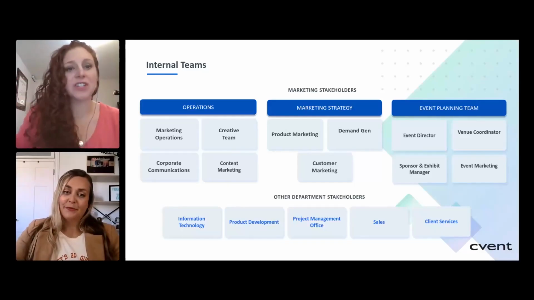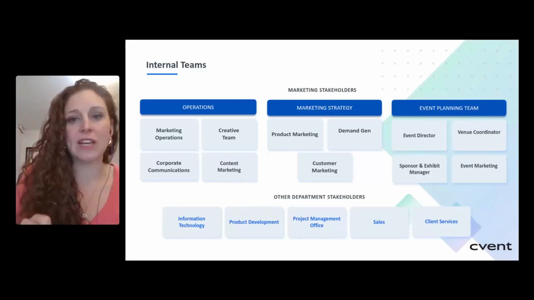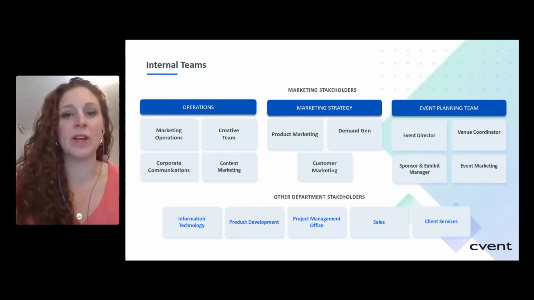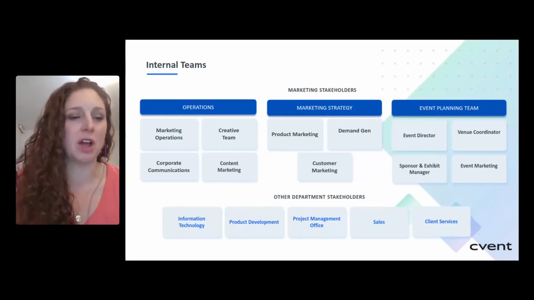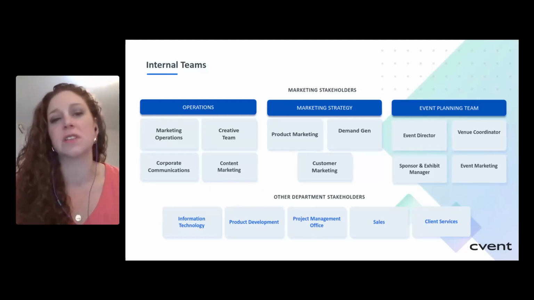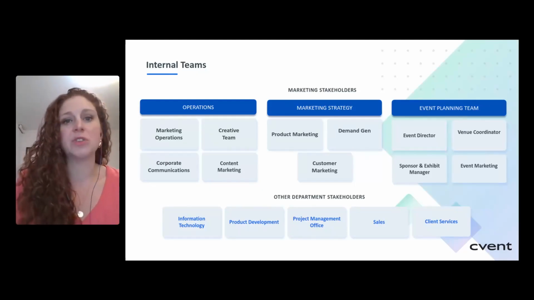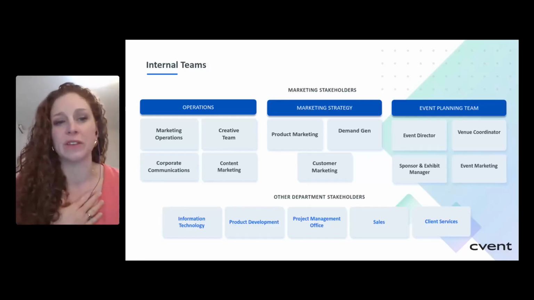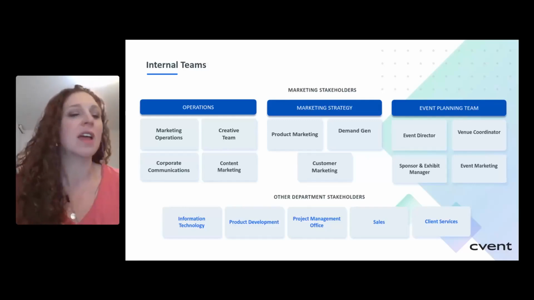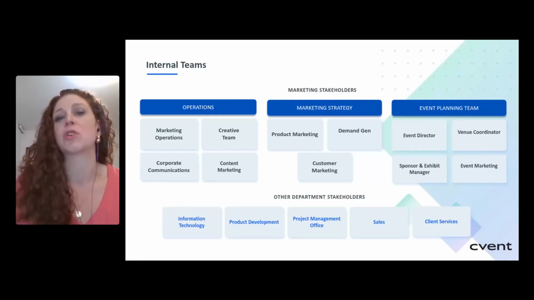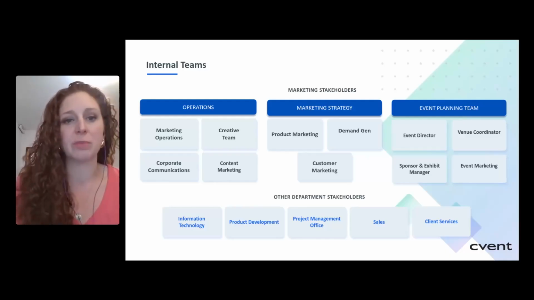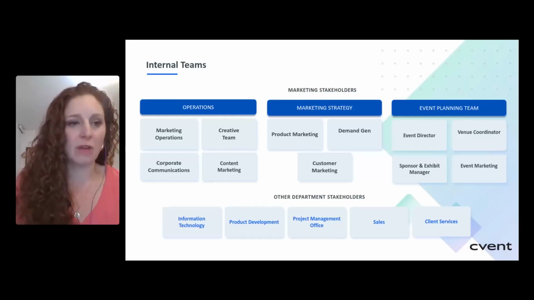Of this village that brings Cvent Connect to life, Rachel just went through her event planning team. Of course, they are core pillars of the village of bringing a complex conference to life, but we can't do it alone. You see in the middle of this slide, the marketing strategy. This is where my group lives with product marketing, customer marketing, and our demand generation team, who are really extended arms of the planning team to bring the conference to life.